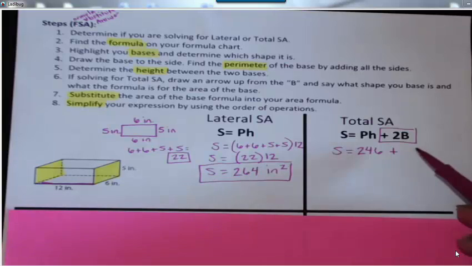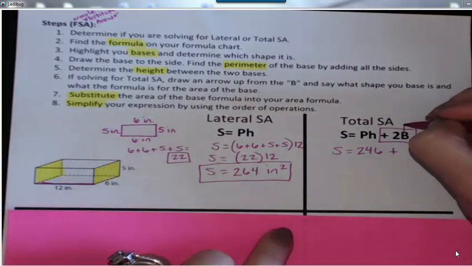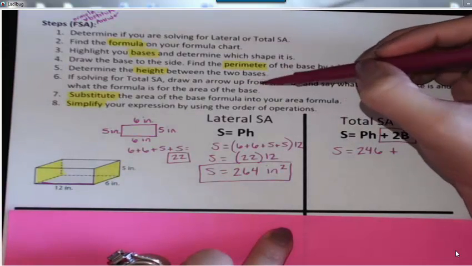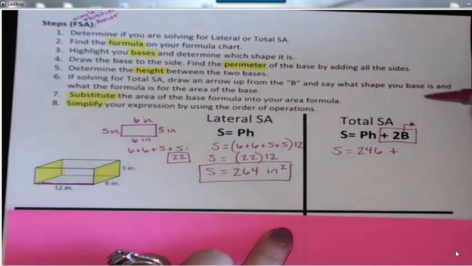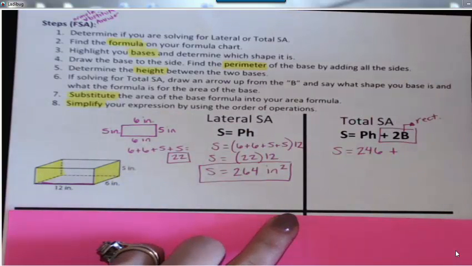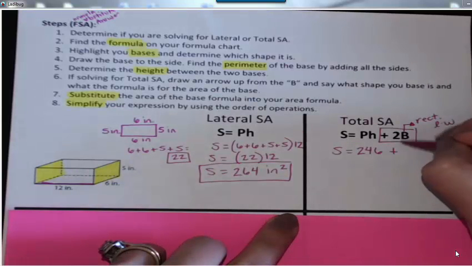So now we need to figure out what the 2 times big B is. Now remember, B represents the area of the base. So I'm drawing an arrow up from the B, and I'm going to say what shape the base is. Well, what's the shape of the base? It's a rectangle. And how would I find the area of a rectangle? Well, I would do length times width. So now, 2 just comes down. I don't do anything with that 2. But length times width is how to find the area of the base.